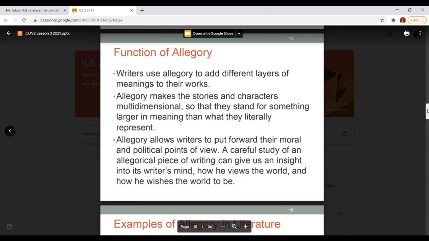Allegory also allows writers to put forward their moral and political points of view without explicitly stating that in so many words. So a careful study of an allegorical piece of writing can give us an insight into the writer's mind. Usually these kinds of views, especially if the time or the moment of the literary work coming to life is maybe not so friendly to promoting certain ideas, are given in the form of an allegory, because they can be masked in that way. So a careful study of the structure will, of course, reveal this as a kind of deeper insight.